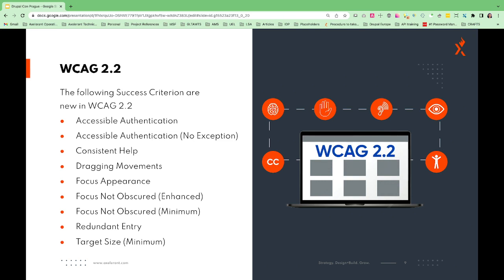Accessible authentication is something like when we log into a website, we need to enter the password. Now, there are things called password remember tools, and they can use them. The person who has short-term memory loss, that is also part of accessibility. So they can go for that particular tool and import that password. So that is one thing they have considered.